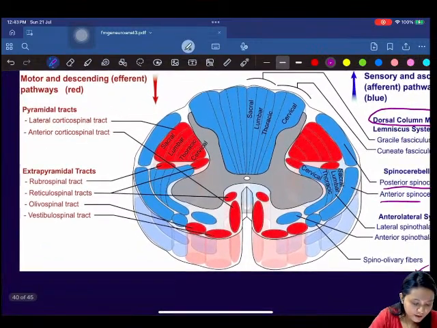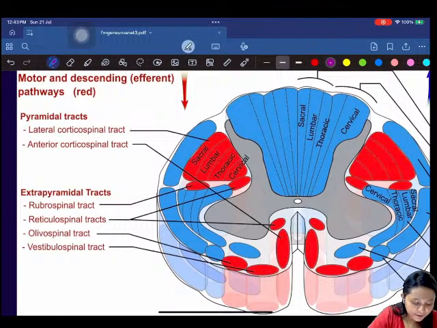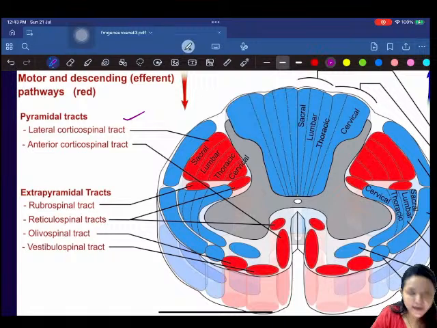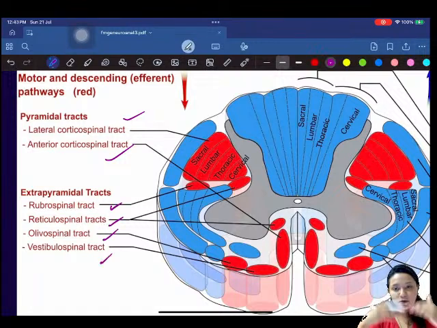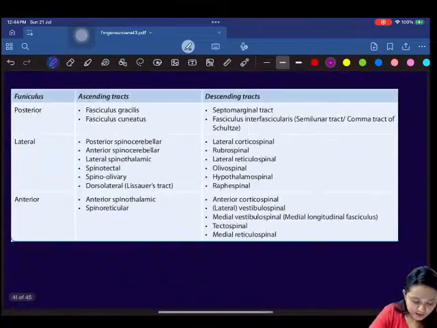And the descending fibers, which are red in color: you have the lateral corticospinal tract, it will descend. Wherever there is corticospinal, it is descending. So you have the pyramidal tracts, the lateral corticospinal and the anterior corticospinal. Then you have the extrapyramidal tracts: rubrospinal, reticulospinal, olivospinal, and vestibulospinal. The word spinal is at the end, those are the descending tracts. So this is the table.